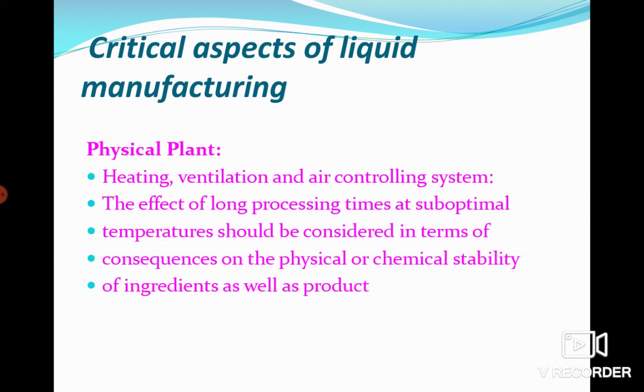Next we will talk about the critical aspects of liquid manufacturing. Firstly, the physical plant. Obviously, what type of plant will be needed for making a formulation? Heating, ventilation, and air controlling systems are the most important things for maintaining the authenticity of the formulation. The effect of long processing times at suboptimal temperature should be considered in terms of consequences on the physical or chemical stability of the ingredients as well as the product.